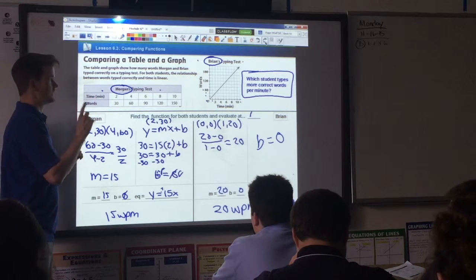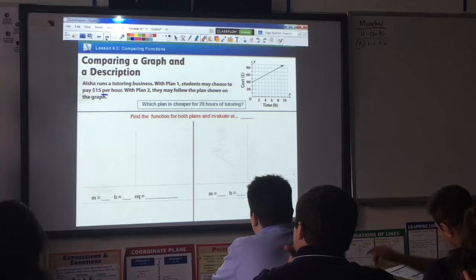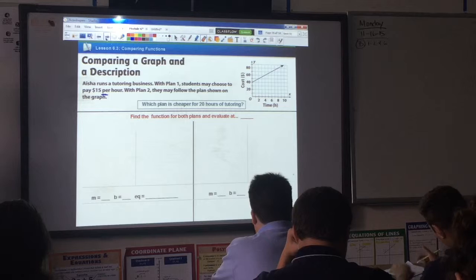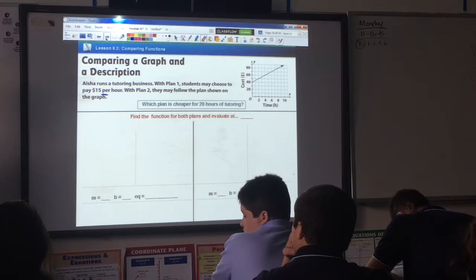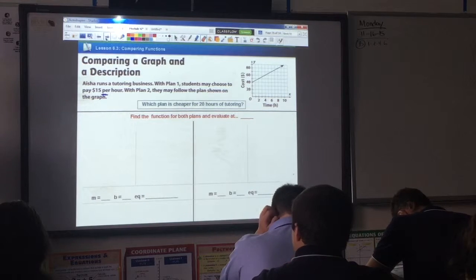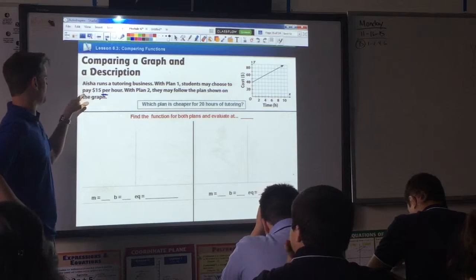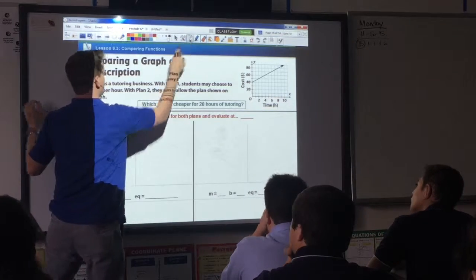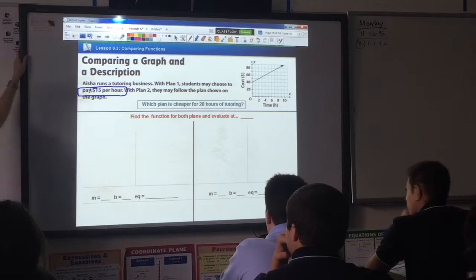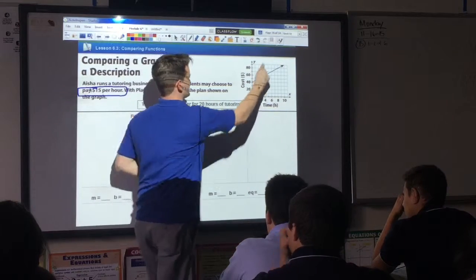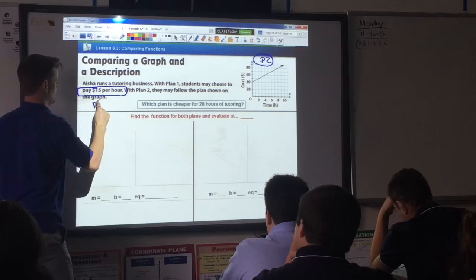All right, so any questions on this one? We got one more to go. So this is table and a graph. What if we have a graph and a description? Further descriptions, the good thing is you've already been taught this. Looking at this situation, it says Aisha runs a tutoring business. With plan 1, students may choose to pay $15 per hour. With plan 2, they may follow the plan shown on the graph. So the graph represents plan 2, and this represents plan 1.